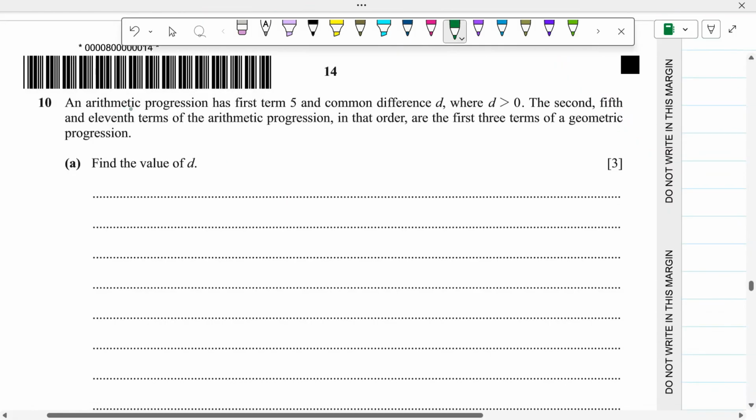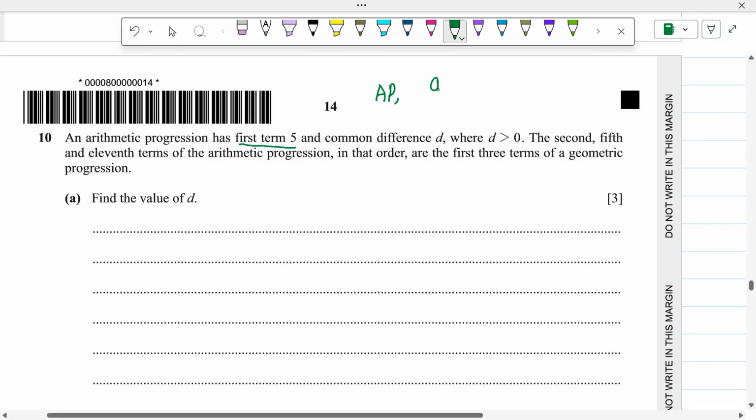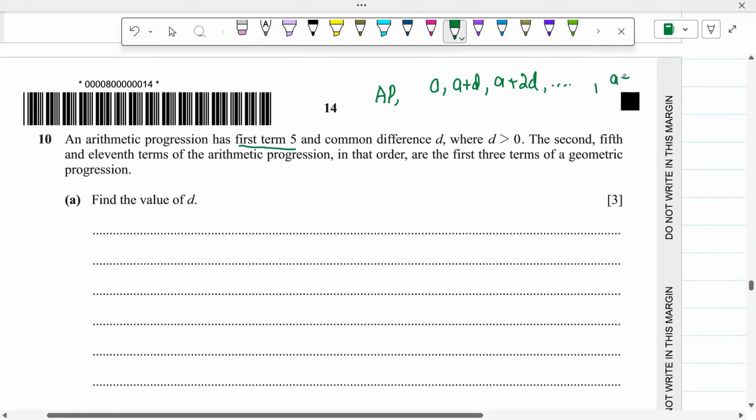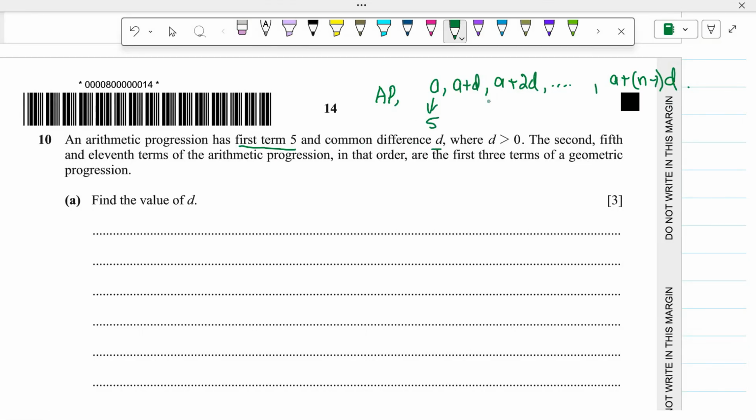Question number 10. An arithmetic progression has first term a, then a plus d, then a plus 2d, up to the nth term, which is a plus (n minus 1) times d. So the first term is given, which is 5, and there is a common difference of d here, where d is greater than 0.